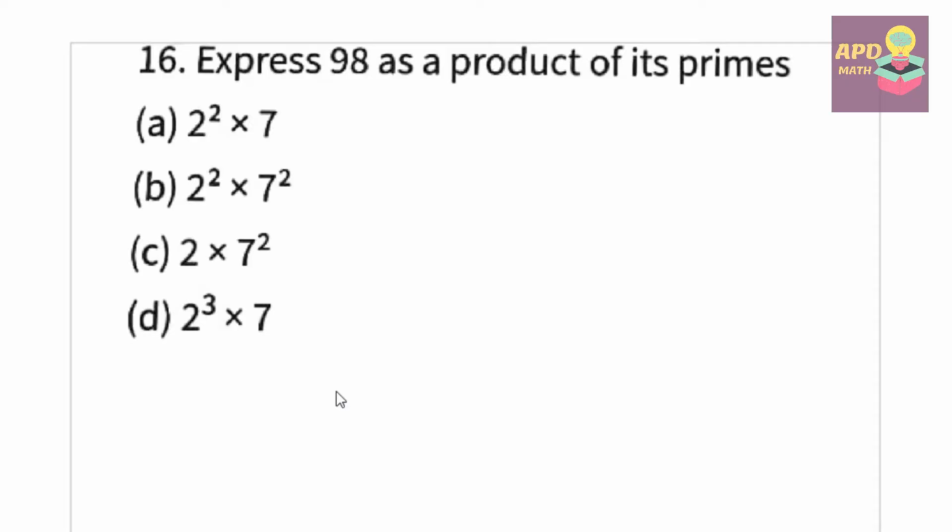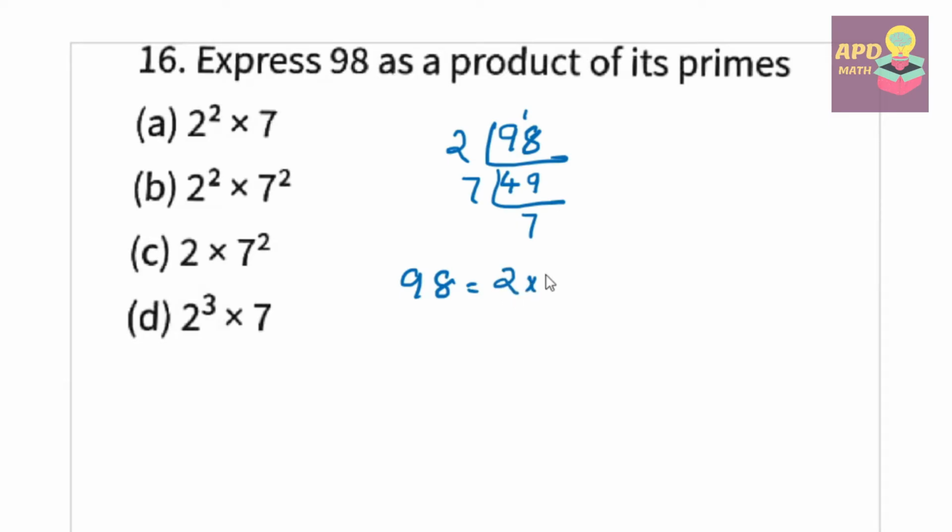Express 98 as a product of its primes. So we have to see the prime factorization of 98. 98 is the number. 2 4s are 8, then 2 goes into 18, 9 times. Then 7, 7. So 98 we can write as the product of primes, that is 2 into 7 square. 7 into 7, 7 square. So the option is option C.